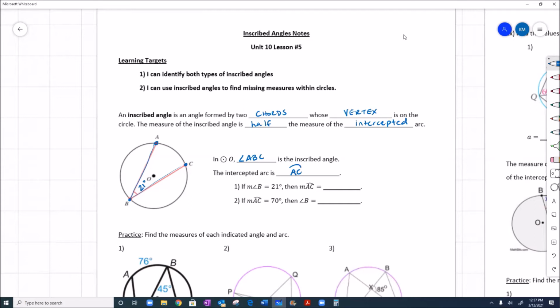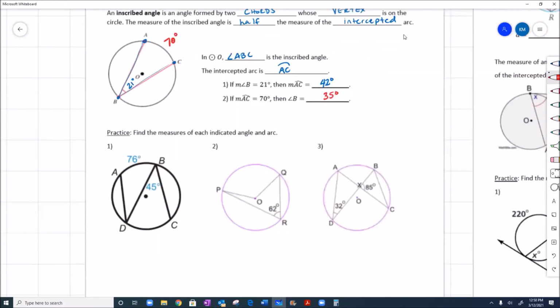Well, the inscribed angle is always half of the arc. So if this is 21, that must mean the arc is 21 times 2, 42 degrees. If the measure of arc AC is 70 degrees, then find the measure of angle B. So let's say that this is 70 now. We know the inscribed angle is always half of the intercepted arc. So if this is 70, it's 70 divided by 2, 35 degrees.